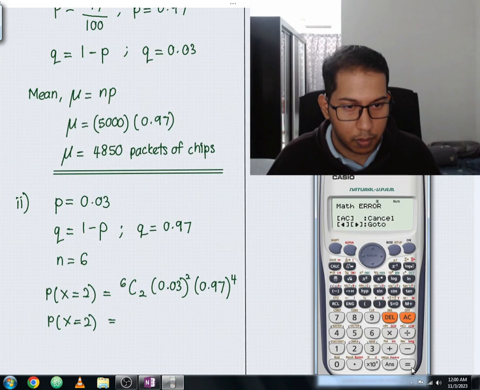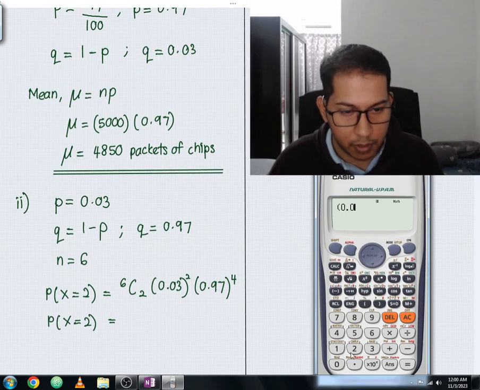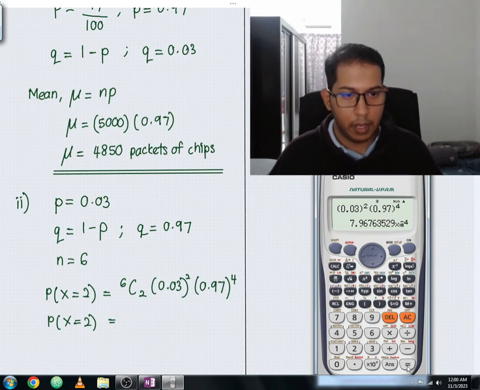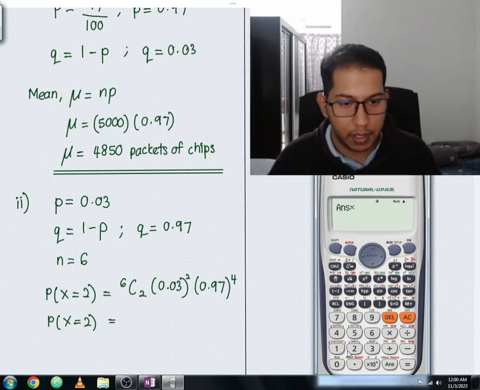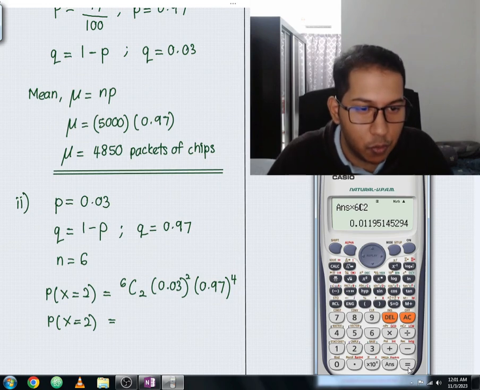0.974. What's wrong? Okay, let us do it one by one. 0.03 square times 0.97 power 4. Okay, and the following answer, and then you times it 6C2. Okay, so from here you get 0.01195.